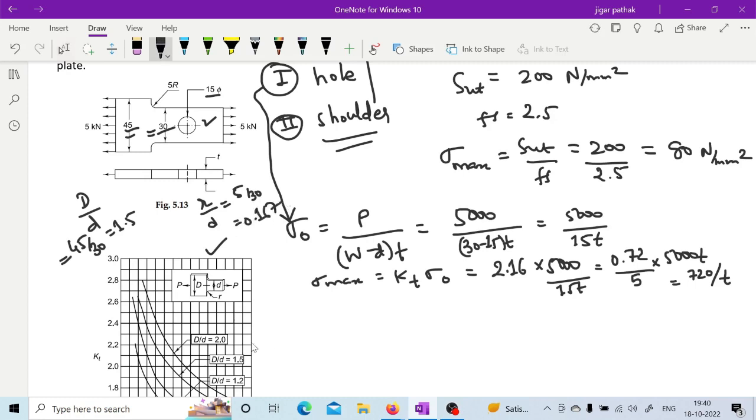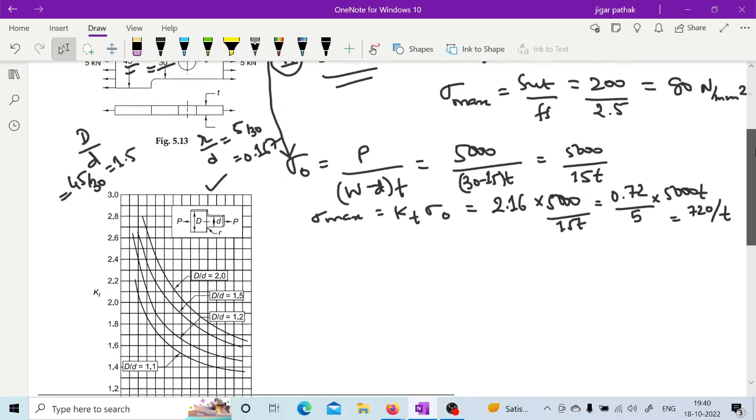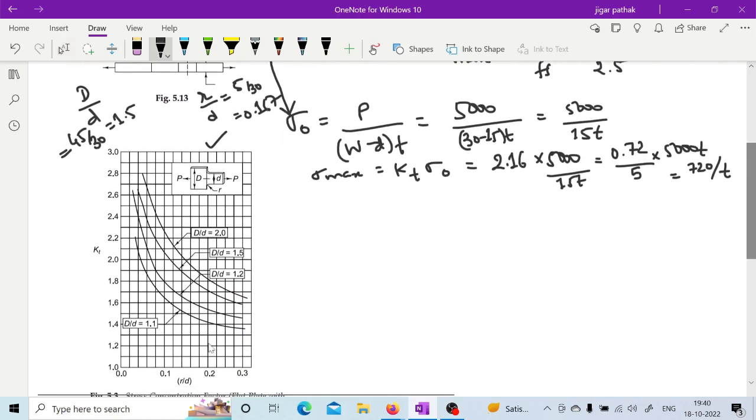If you have both of these, then you can see that graph. 1.5 means this line, and then r by d is 0.167. Here it is 0.12, 0.14, 0.16, 0.18, so 0.167 will be somewhere here, I guess. So 1.8 you can take, right?